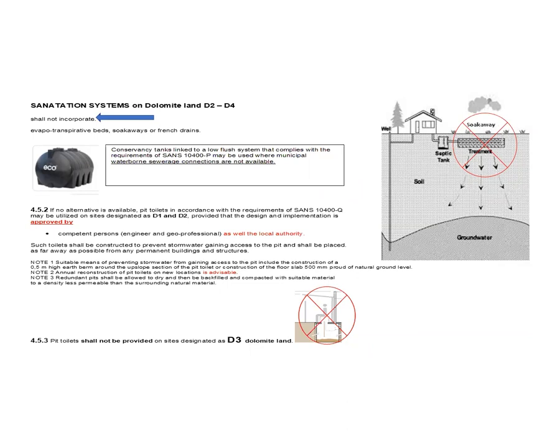It is advisable that pit toilets are removed, and when they are redundant, that they're filled up, allowed to be dried, backfilled and compacted with suitable material that's obviously more dense than, or less permeable than, the surrounding natural material.